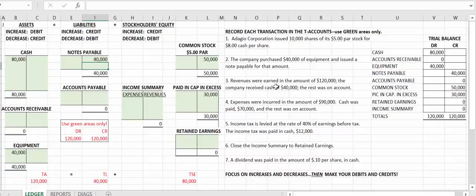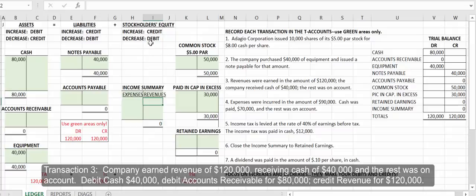Transaction 3. Now we're going to have some revenues. The revenues were $120,000. Now I'm just using an income summary account, and I'm going to put the revenues on the right. Revenues are always credited when they increase, following your rules up here. A revenue increases stockholders' equity, so it has to be credited. And the revenue is $120,000. And how did it come in? They received cash of $40,000, so that's a debit to cash for $40,000, and the other $80,000 is in accounts receivable.